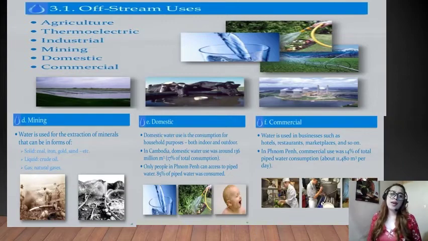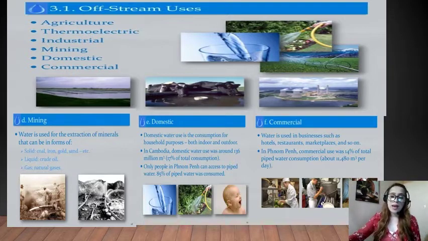Another use of water is in mining. So water is used for the extraction of minerals that can be in forms of solid, like coal, iron, gold, and sand. For liquid, also the crude oil, and for gas, the natural gases. As I mentioned a while ago, because of the uniqueness of water, we can use it in different forms. This is one of the best examples in mining. When they try to extract minerals, they can use the solid form of water to extract coal, iron, gold, and sand, the liquid form for crude oil, and the gas form of water for the natural gases.